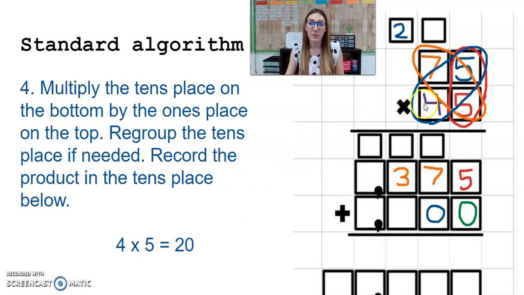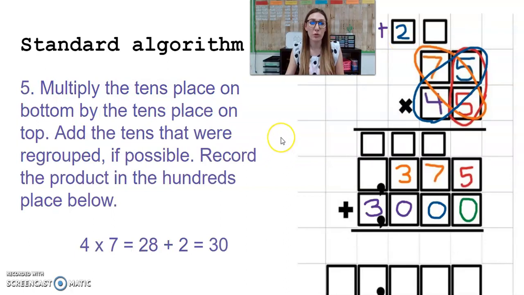Next, we're going to multiply the tens place on the bottom, so this 4, by the ones place. So we're going to regroup any tens that we have. So 4 times 5 is going to give me a total of 20. So I'm going to drop this 0, carry my 2 to the hundreds place. Then I'm going to multiply the tens place on the bottom by the tens place on top and add any tens that were regrouped. So this 4 times 7 gives me 28, plus this 2 that was regrouped should give me a total of 30. I would need to carry this 3 to the thousands place, but because there's nothing there, I'm going to go ahead and drop it down in my thousands place.